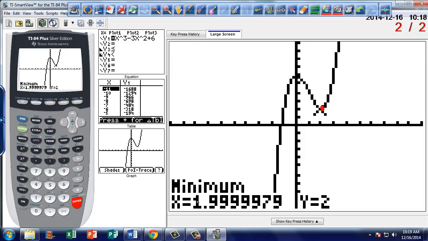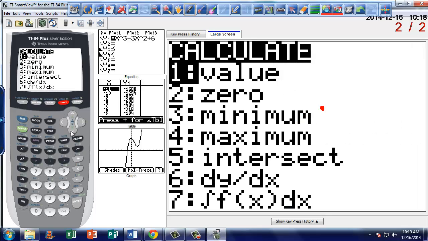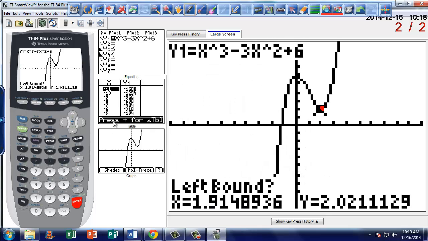So my local minimum is 1.999992. It's awfully close to 2. So 2, 2. Now we're going to go ahead and find our local maximum. So this time I'm going to go to second trace. I'm going to go down to maximum. We're going to go to the left of my maximum. Here's my maximum. Left, right. So we're going to scroll over.